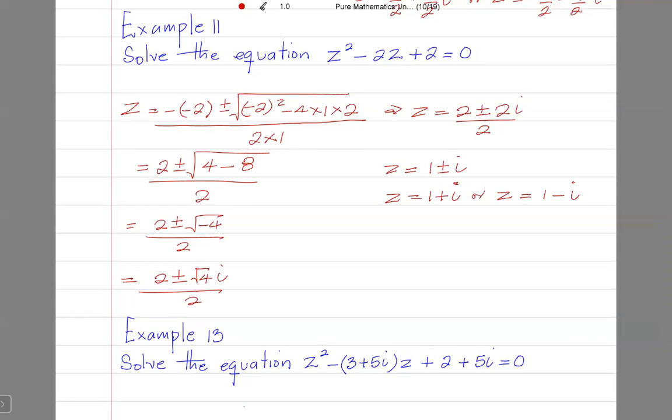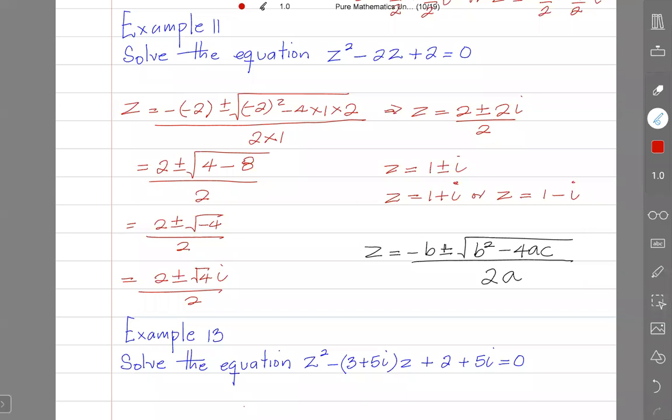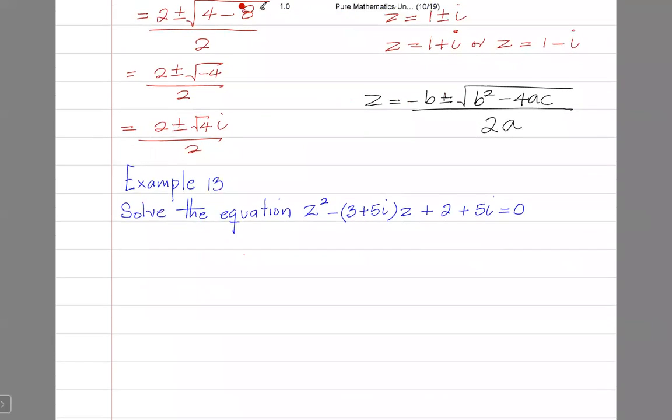All right, so let's have a look at example 13. In example 13, we're asked to solve this quadratic equation. Please note that the coefficients are not all real now. Now we have a complex coefficient. So let's see what's going to happen. Do number 13, please. All right, so example 13, let's have a go at it.